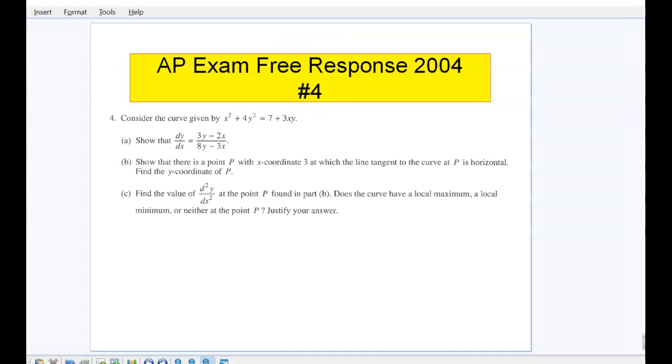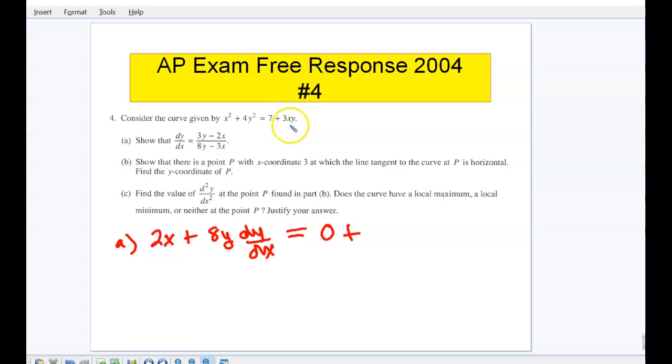Okay, this is a 2004 AP free response question. And we are just going to look at part A right now. And notice in part A, they're telling you to show that the derivative is this. So again, we take the derivative of the relation implicitly. So it's going to be 2x plus 8y dy dx is going to equal the derivative of 7, which is 0.